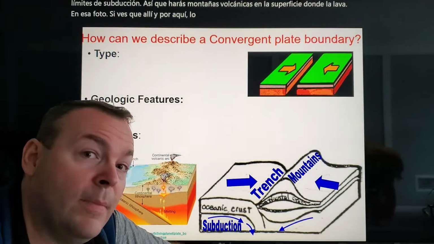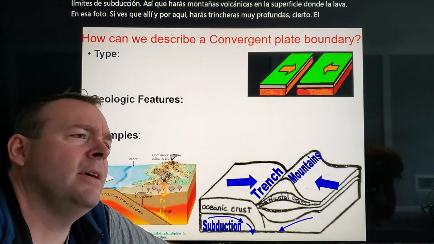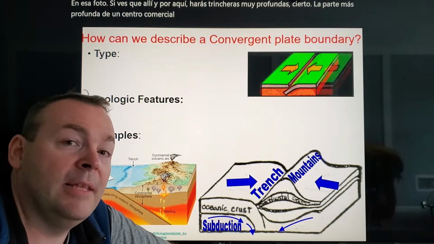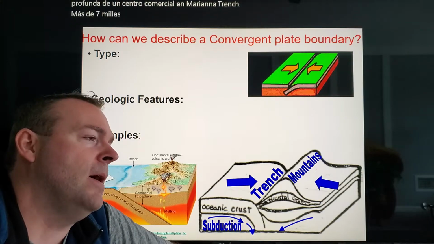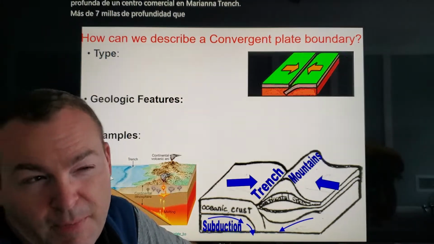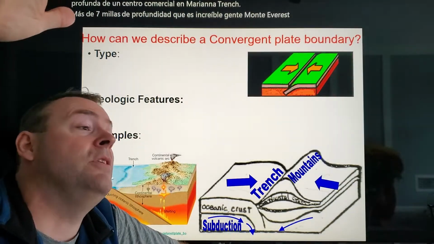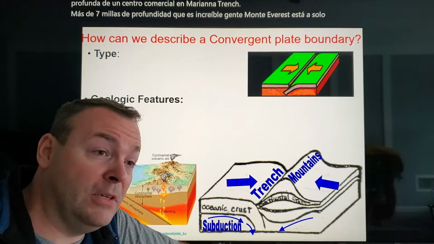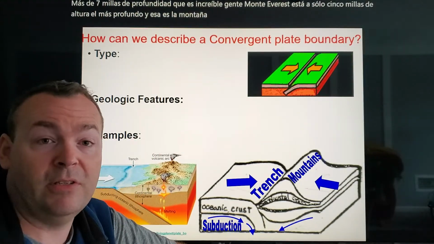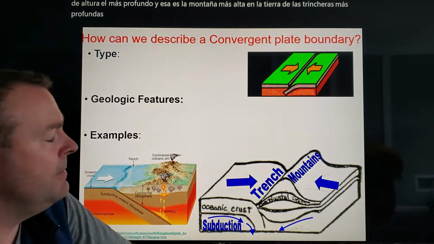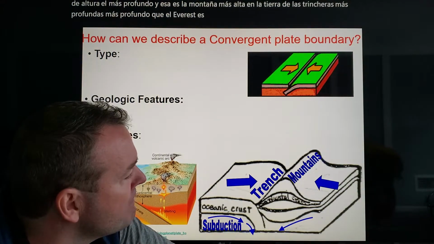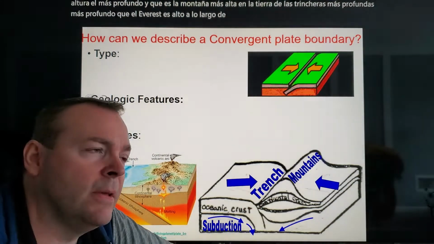The deepest one of them all, the Mariana Trench, something like over 7 miles deep. I mean, that's amazing, folks. Mount Everest is just about 5 miles high. That's the highest mountain on Earth, but the deepest trench is deeper than Everest is high, right? Over 7 miles deep. And the pressure right down there would be amazing.